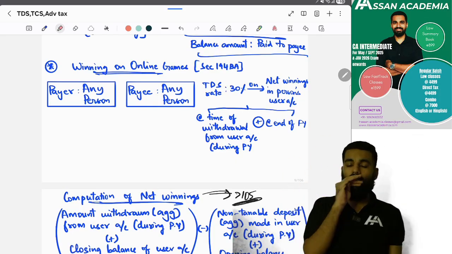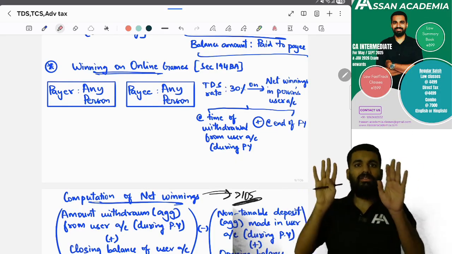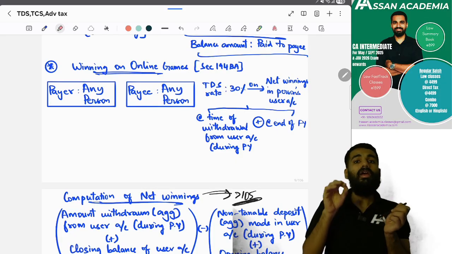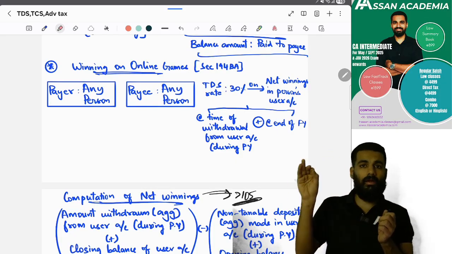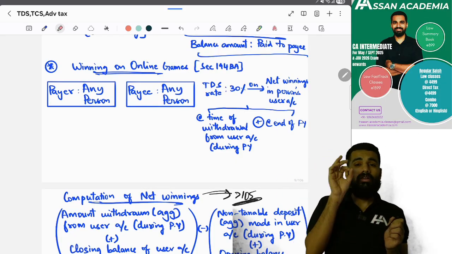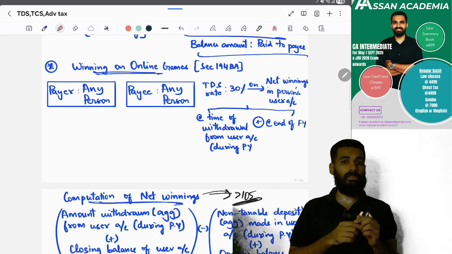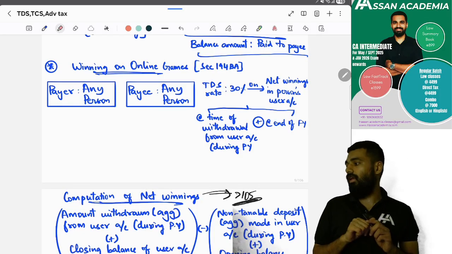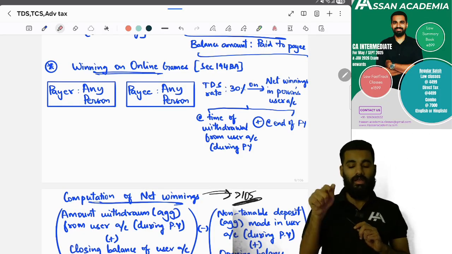A lot of people struggle. So, online winnings, Section 194BA: if any person is paying a winner an amount, then TDS will be deducted at 30% on the net winnings in the person's user account.